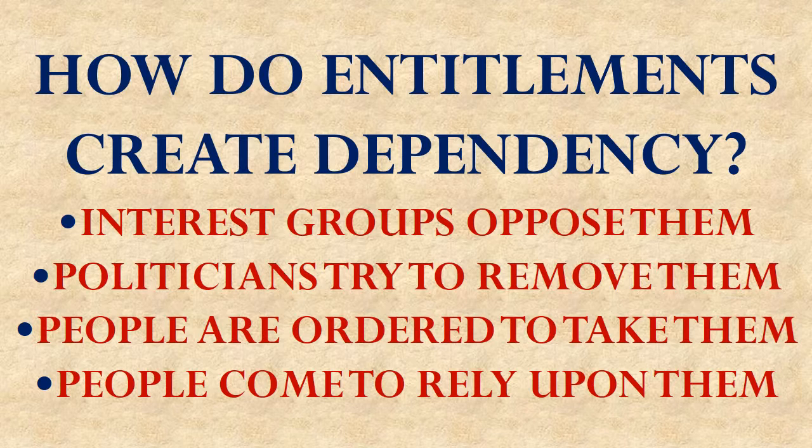How do entitlements create dependency? Is it because interest groups oppose them? Is it because politicians try to remove the entitlements? Is it because people are ordered to take the entitlements? Or is it because people come to rely upon those entitlements? Entitlements create dependency because people come to rely on them. They get used to having them and don't plan for otherwise not having them.